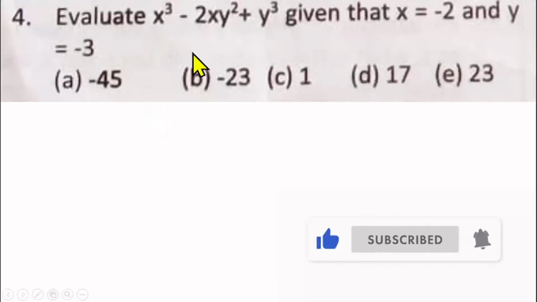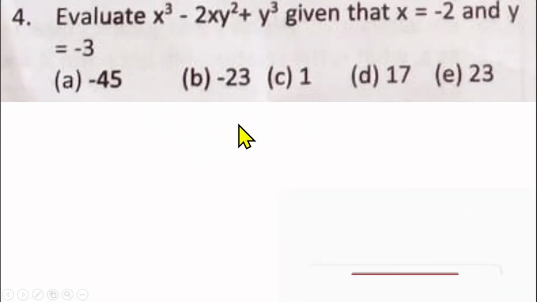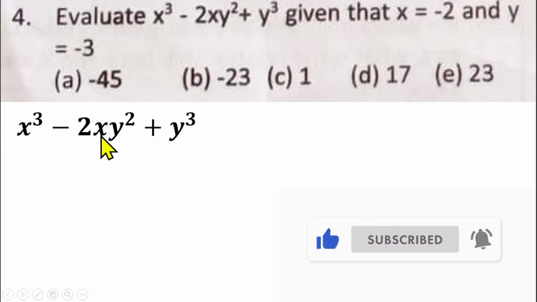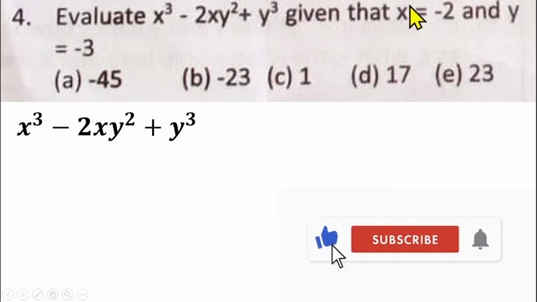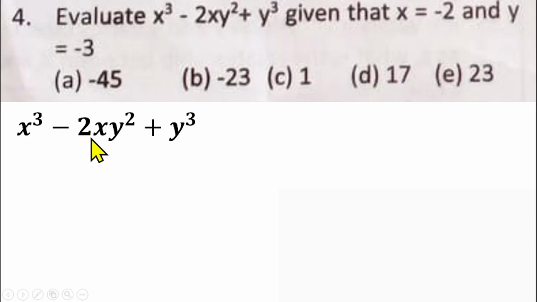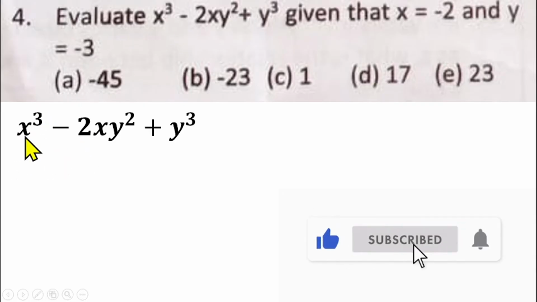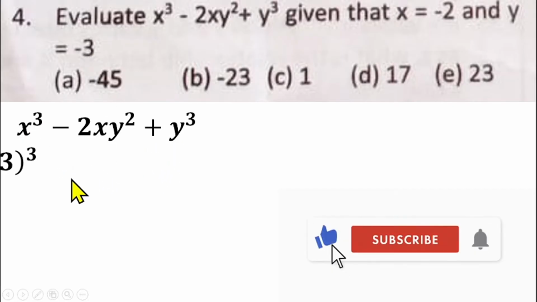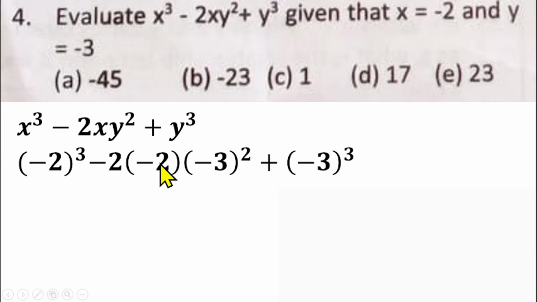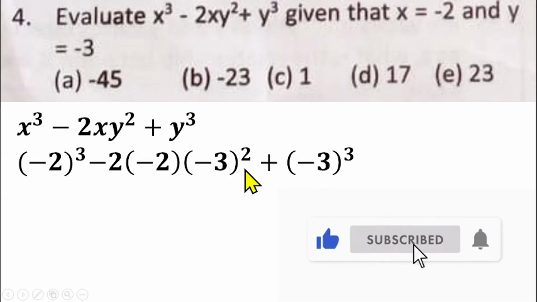Question number 4 is just a substitution in algebra. We are given x cubed minus 2xy squared plus y cubed, given that our x is minus 2 and our y is minus 3. So we have to evaluate this. All you need to do is put minus 2 wherever your x is, and minus 3 wherever your y is. If you substitute that, you'll be having minus 2 cubed minus 2 into minus 2 multiplied by minus 3 squared plus minus 3 cubed.